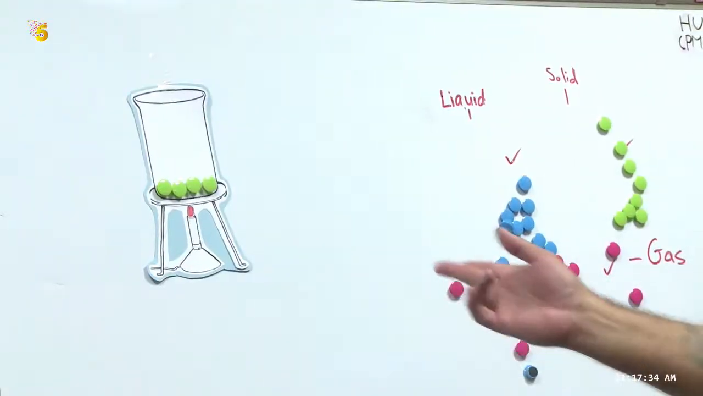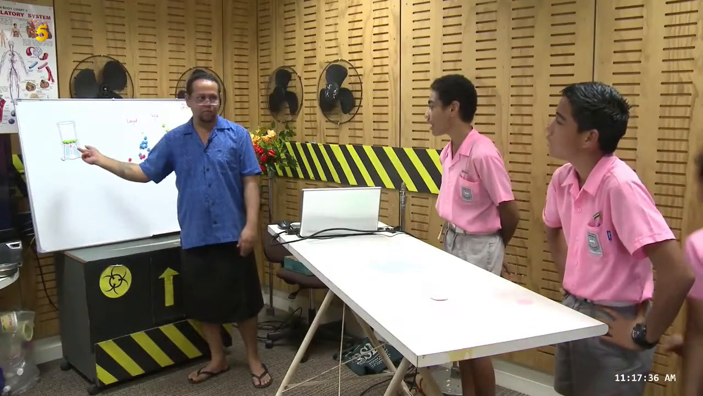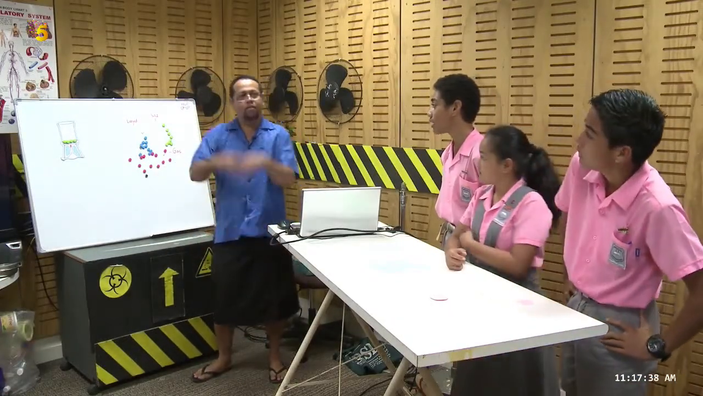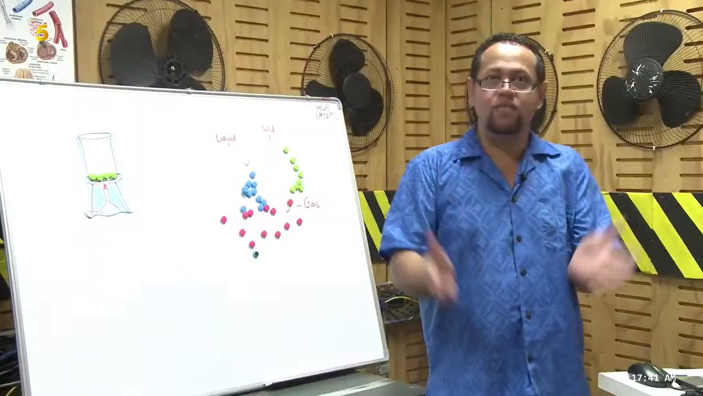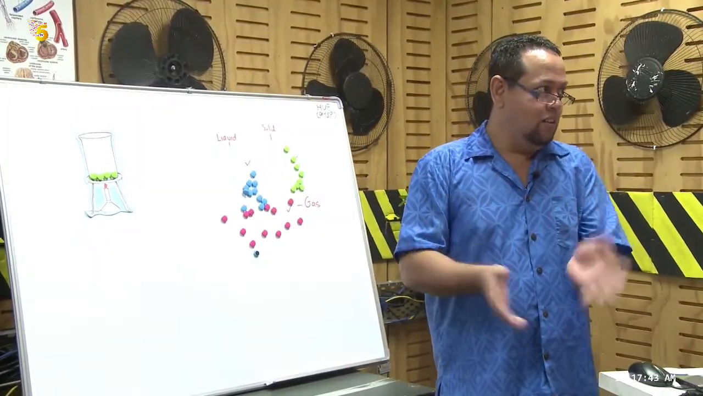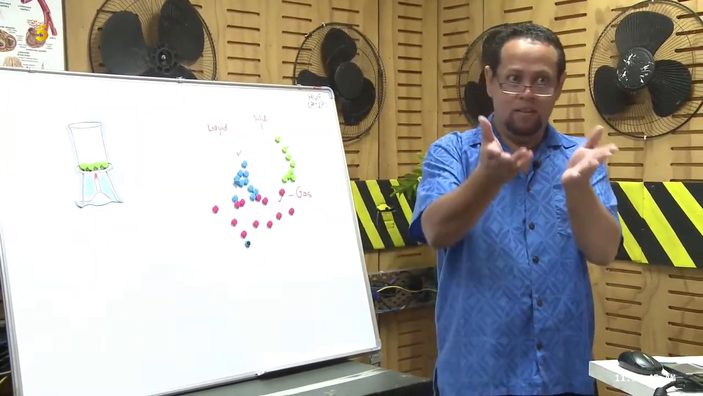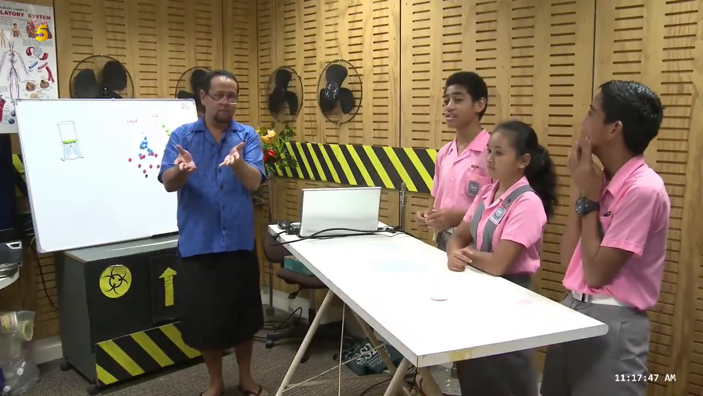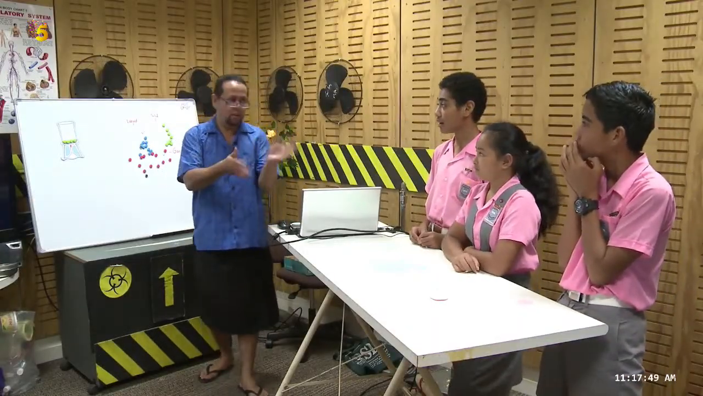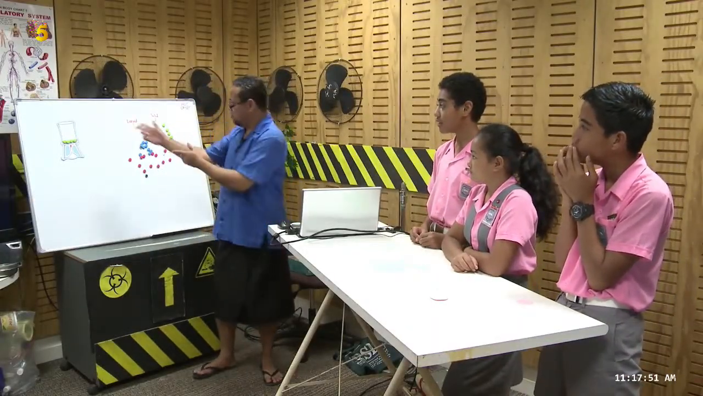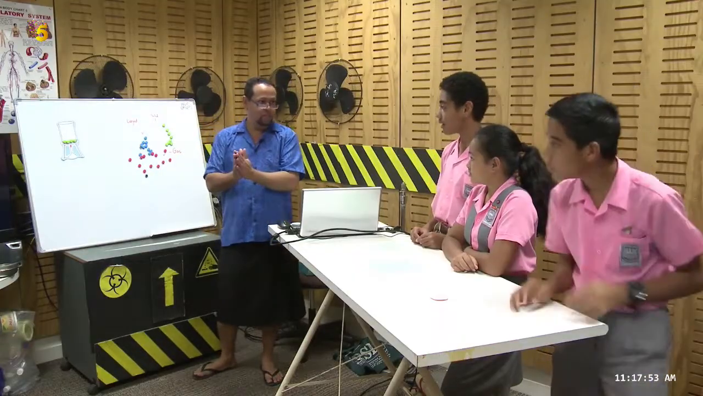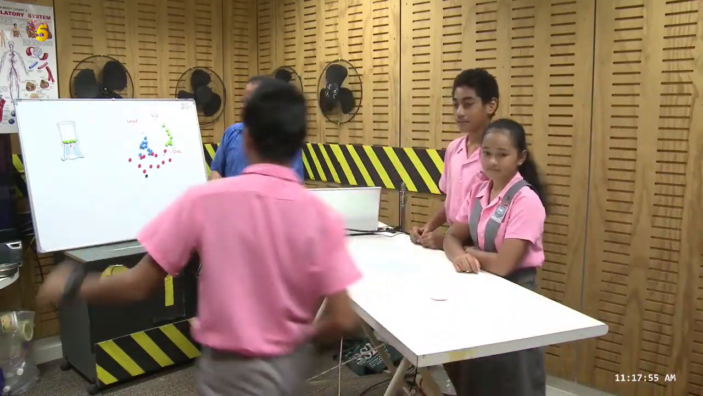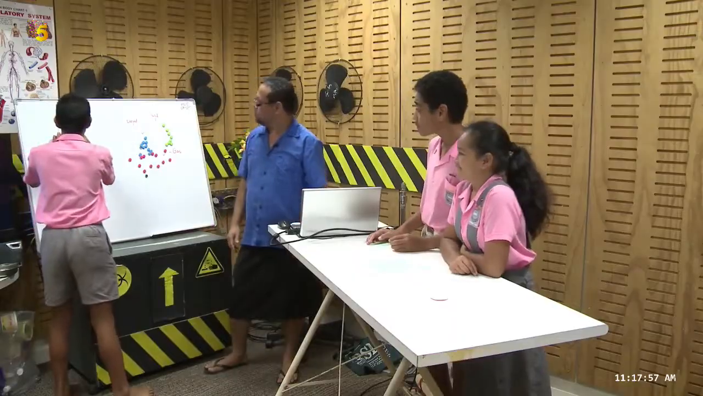Anyway, let's see, what state of matter is this one? Liquid. So it evaporates. What does it mean to evaporate? Liquid water changes into vapor. Okay, liquid water changes into vapor. Can you show the vapor, or gas?